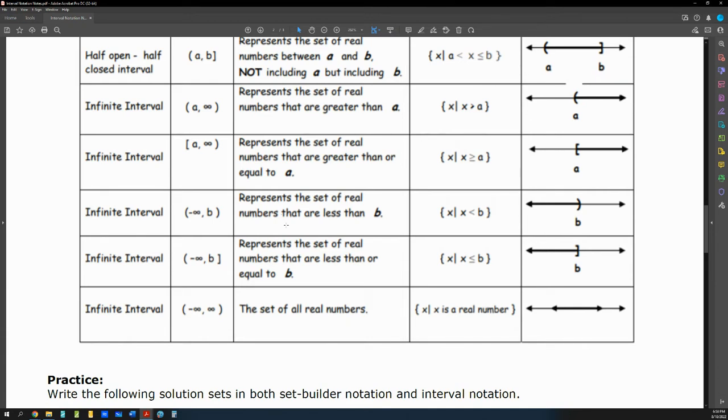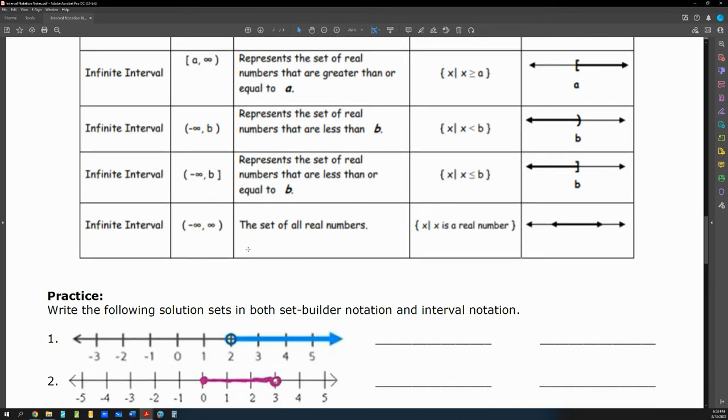Okay? And finally, the infinite interval is just all real numbers. So this is every real number. Okay, and we represent this as x such that x is a real number, and then it's literally just the number line, every number on the number line.